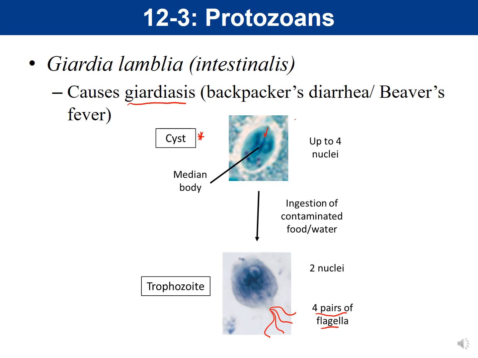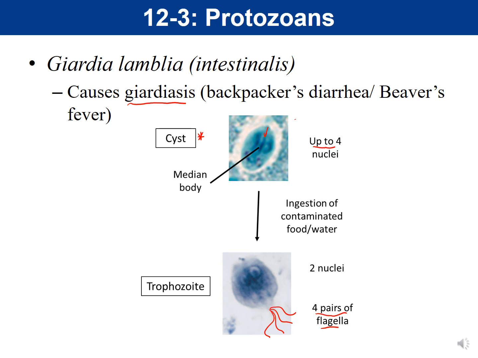And what you're looking for in the cyst is it has this protein structure, this little line down the middle, that's referred to as the median body. And so what you'll usually see is that little line down the middle, and around it, you're going to see up to 4 nuclei. So it's this kind of little oval or football-shaped cyst.